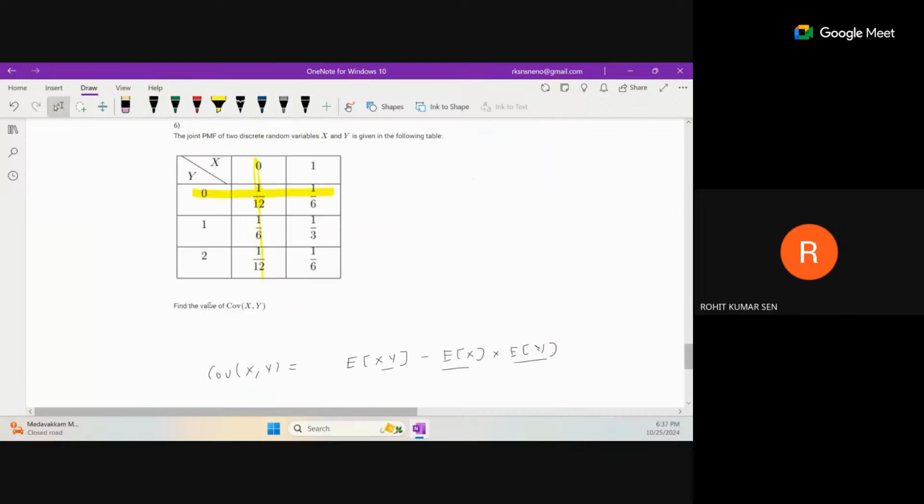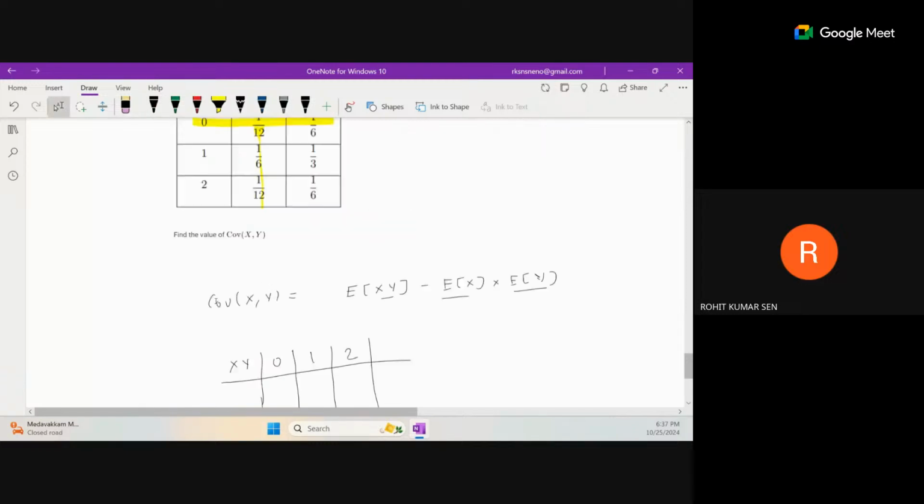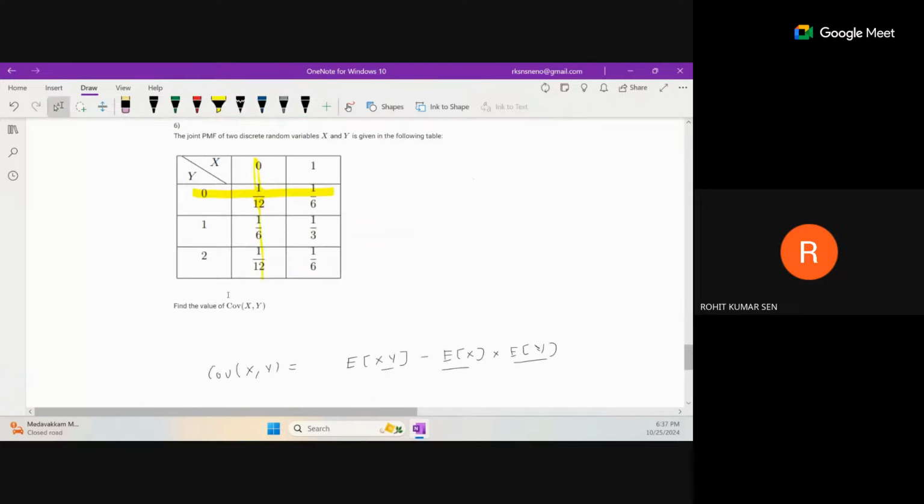And another value is 1 into 1, 1, right? And another one is 2 into 1, 2, right? These are the only possible values, 0, 1 and 2. Is any other value possible? No. So there were only 2 boxes left: 1 into 1, 1, and 2 into 1, 2.